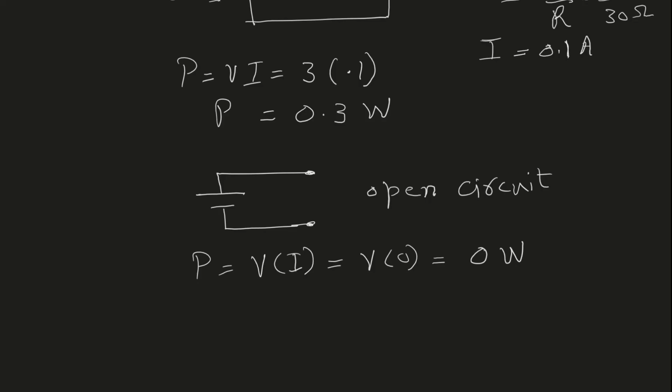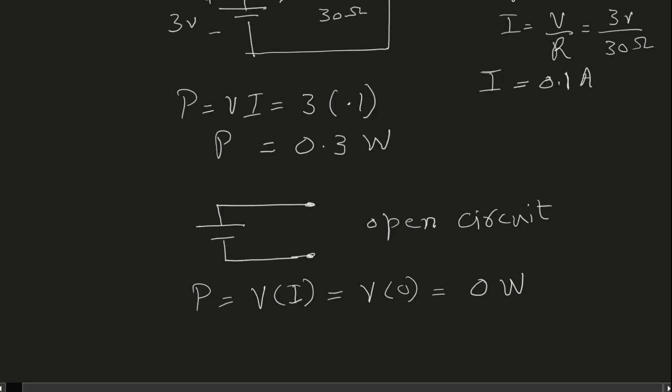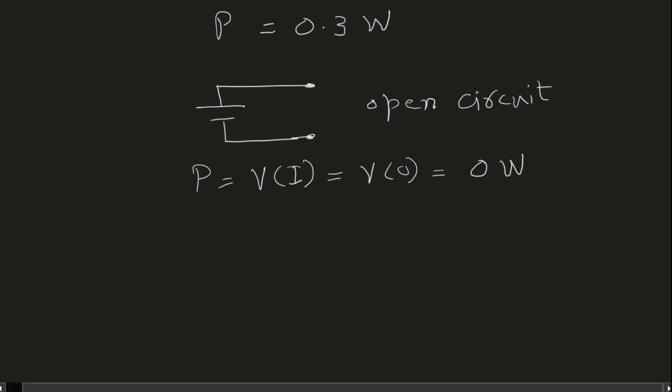So this means that if we have a battery and we do not connect it to any circuit, the battery is not doing any work, it is not producing any power, and therefore the energy stored in the battery is not wasted or it's not used in any way. So therefore, it is not losing energy.